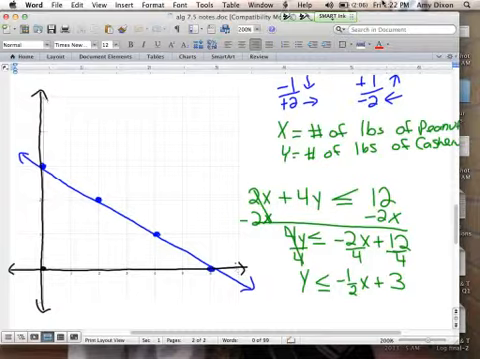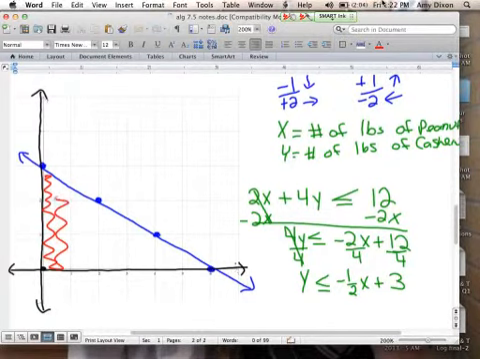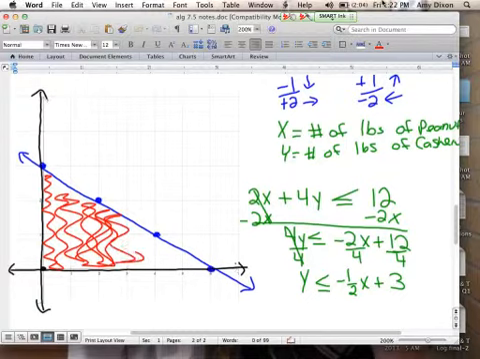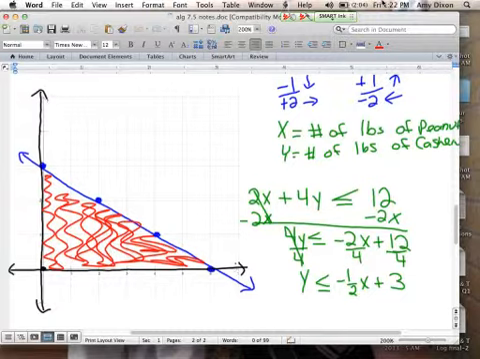So where am I going to put the shading? I'm going to put it right here in this little triangle. These are all the values that make sense. The points below in the negative are solutions to the inequality, just not solutions that make sense. It asked us to find 3 combinations of cashews and peanuts that work. Any coordinate point in this shaded region will work.